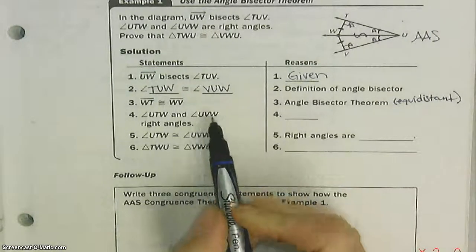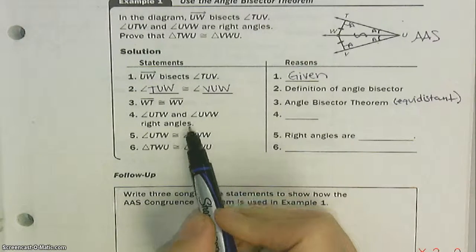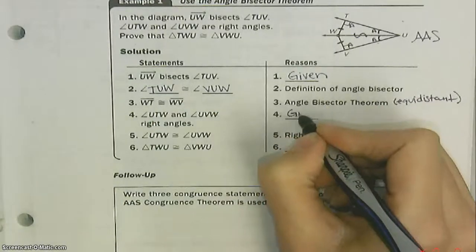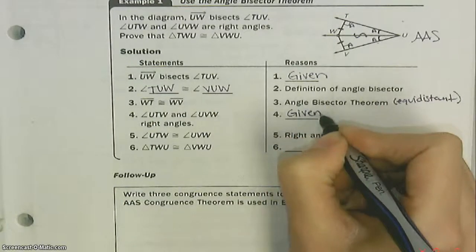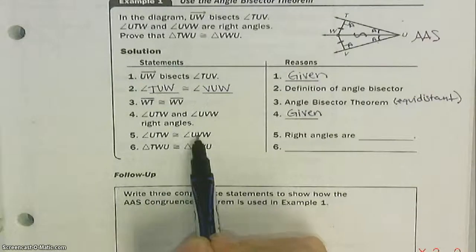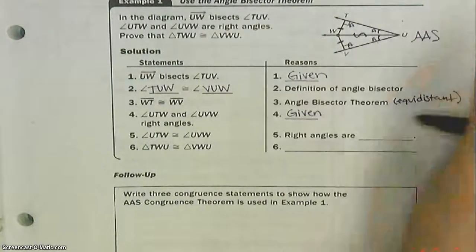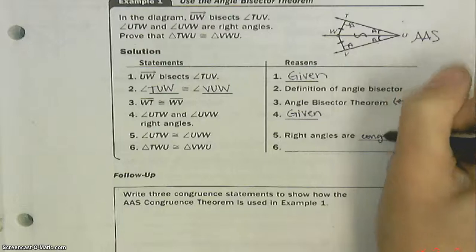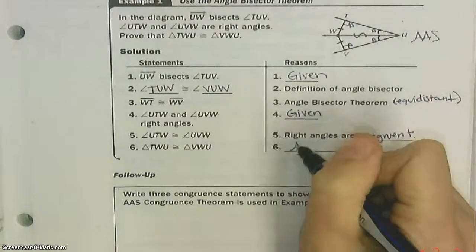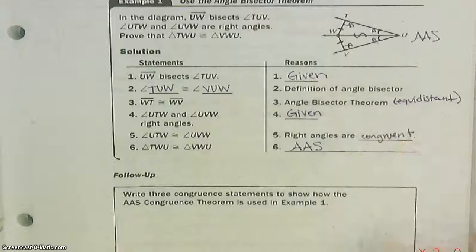How do we know that these are right angles? Oh, they told us it was right angles. That's given. And how do we know they're congruent to each other? Well, because right angles are equal. Right angles are congruent. And like I said, we use angle, angle, side.